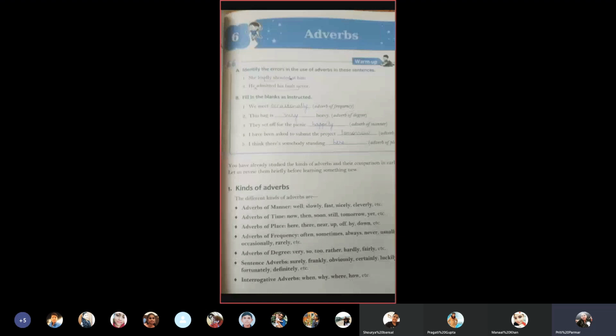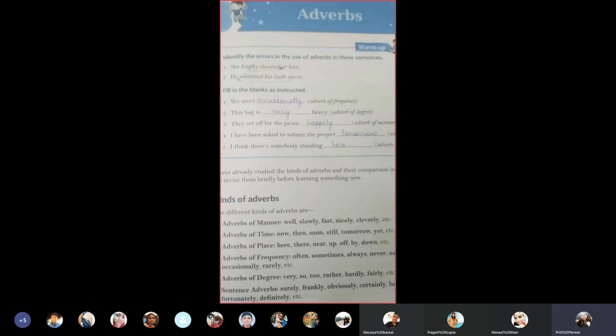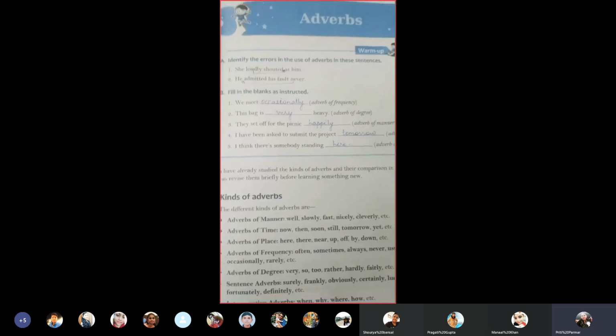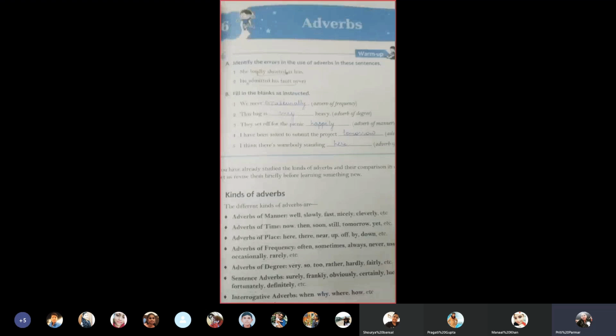How is she singing? This extra action is done in singing. Verb is singing. Now, what is extra being told about singing is that she's singing sweetly. Clear? So that means an adverb adds something extra to the meaning of a verb. Now, see the first exercise. Identify the errors in the use of adverbs in these sentences. She loudly shouted at him. It should be: she shouted loudly at him.